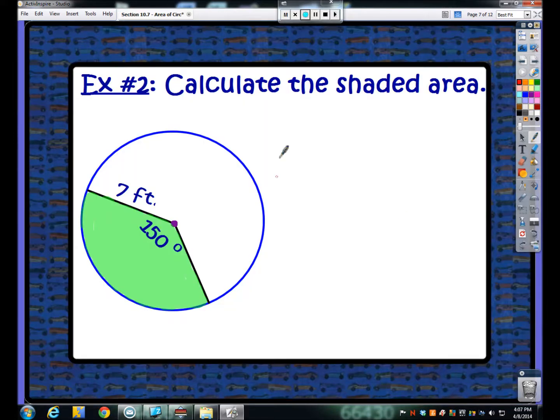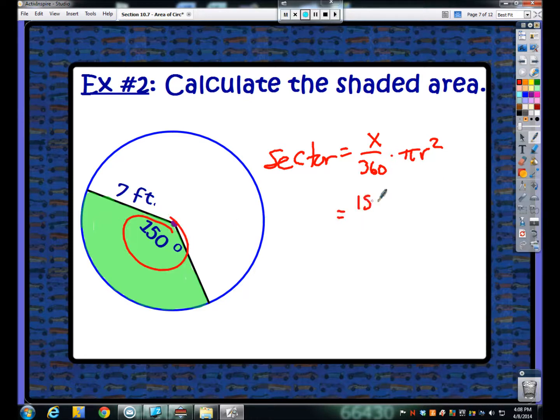So for example, 2. If I want to know the shaded area, which is a sector, I need to have x over 360 times pi r squared. And so x in this problem is my 150 degree central angle times pi r is 7, so 7 squared. And let's see, I could divide both these by 10, knocks those out. This is really 15 over 36 times pi times 49. There is no factor of 49 that I can cancel out with a factor of 36.